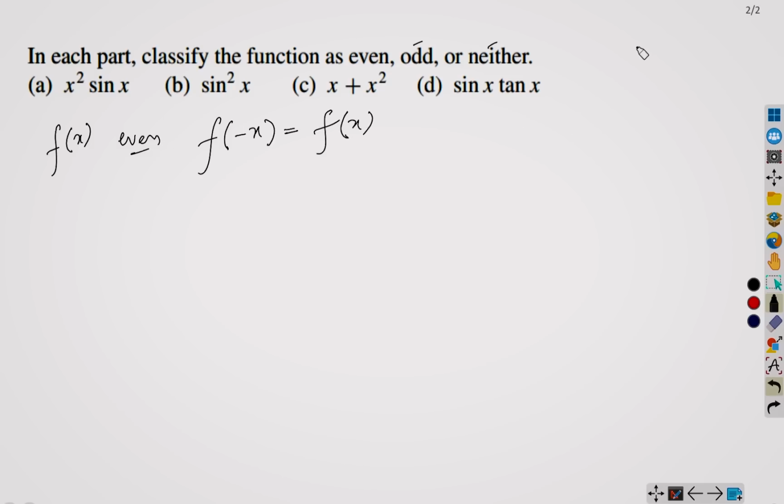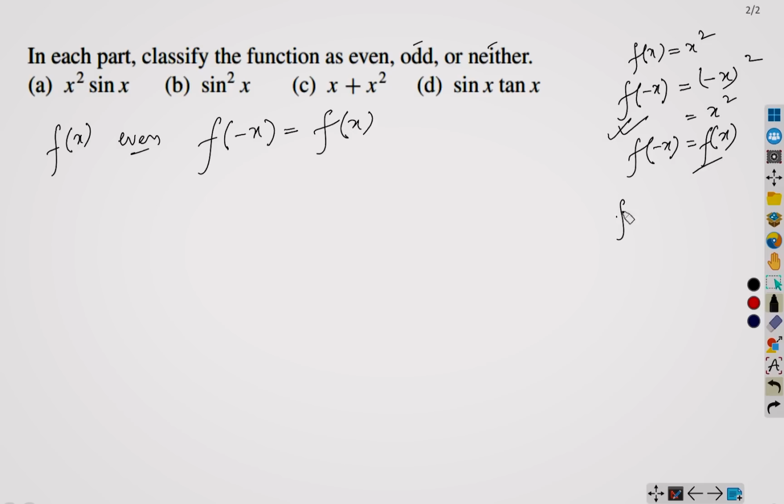For example, let's say f of x equals x square. Now f of minus x, what do we obtain? Minus x whole square. This equals x square. Therefore we can write f of minus x as f of x. Yes, so this is an even function, right?